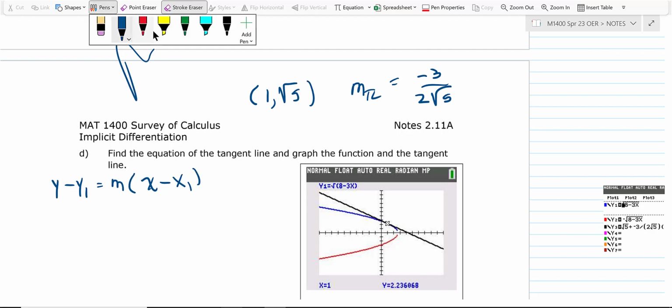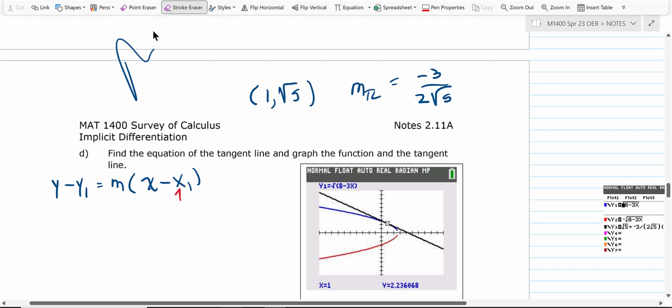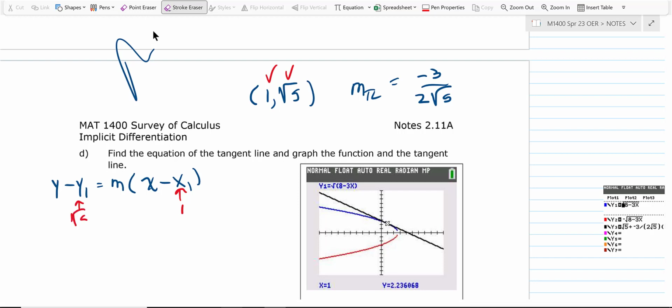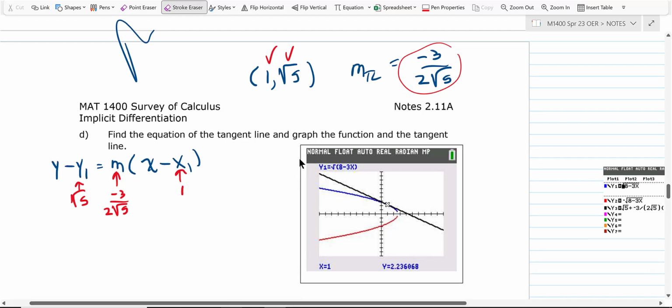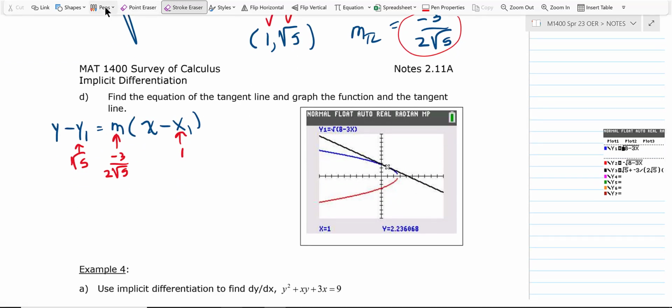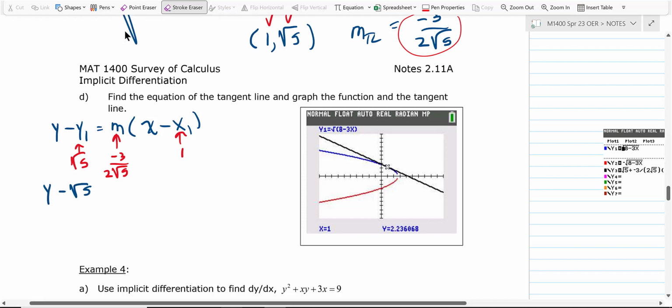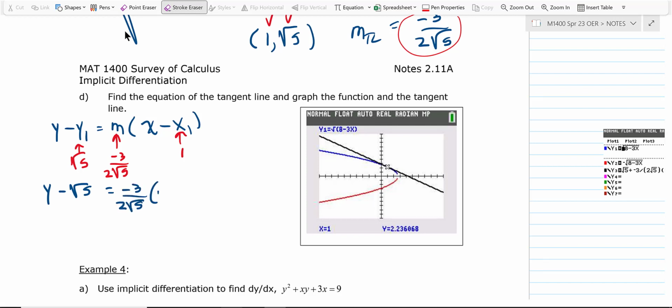Now we're just going to plug everything in. We've got everything we need, so let's see. x1 is 1, that was given in the problem. y1 is square root of 5, that was given in the problem. And then we found m by using implicit differentiation. So we're going to do this, and then we're going to graph it. I'll show you how the graph goes on the calculator as well. So we have y minus square root of 5 equals -3 over 2 times square root of 5 times x minus 1. And you don't want to change those square roots to decimals. There's no need to do that at all.